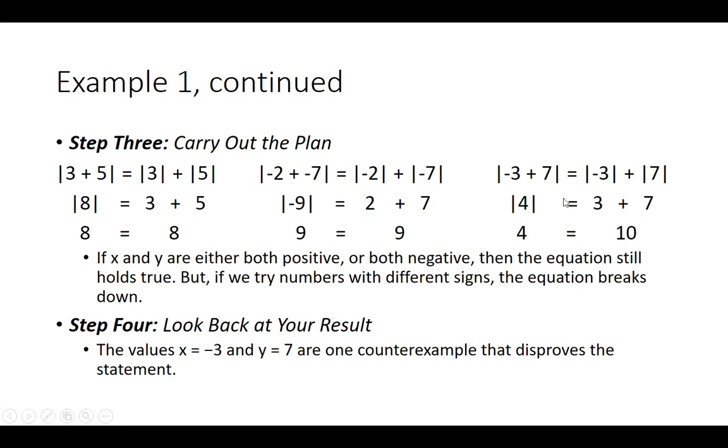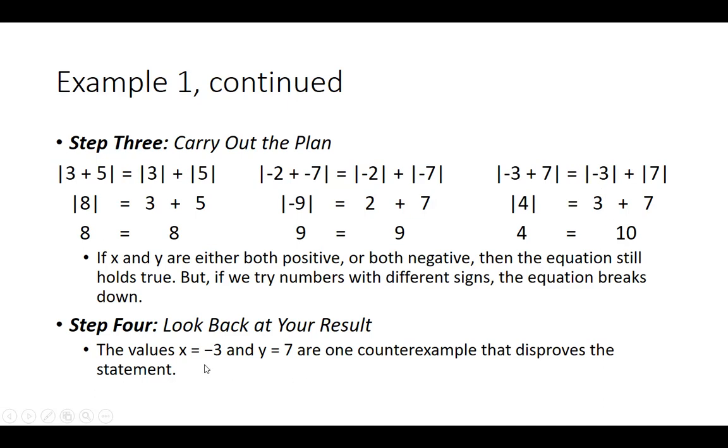Step 4, look back at your result. The values x equals -3 and y equals +7 are one counterexample that disproves the statement. You could have come up with any other number of counterexamples that disprove the statement. Chances are it would have been one negative number, one positive number. Otherwise, you wouldn't have come up with a counterexample.